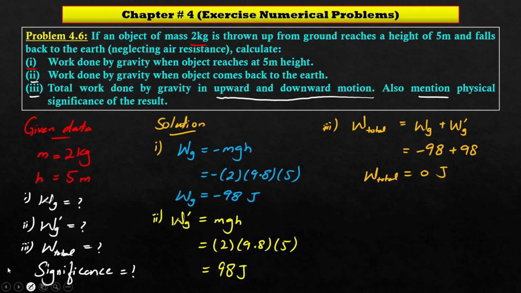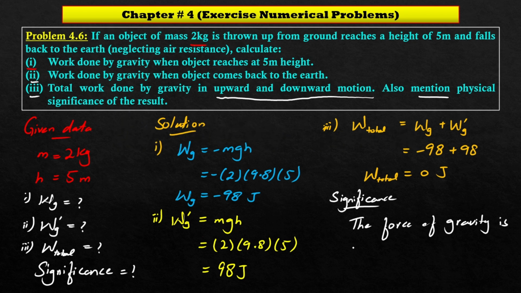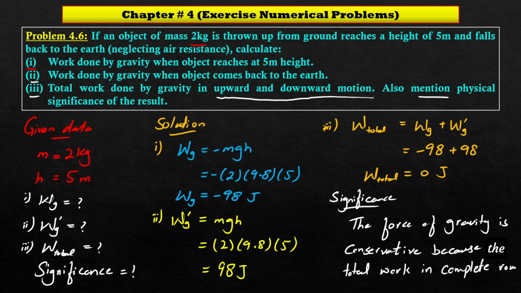And also we state the physical significance. So the significance of this result is that the force of gravity is conservative, because the total work in a complete round trip is equal to 0.